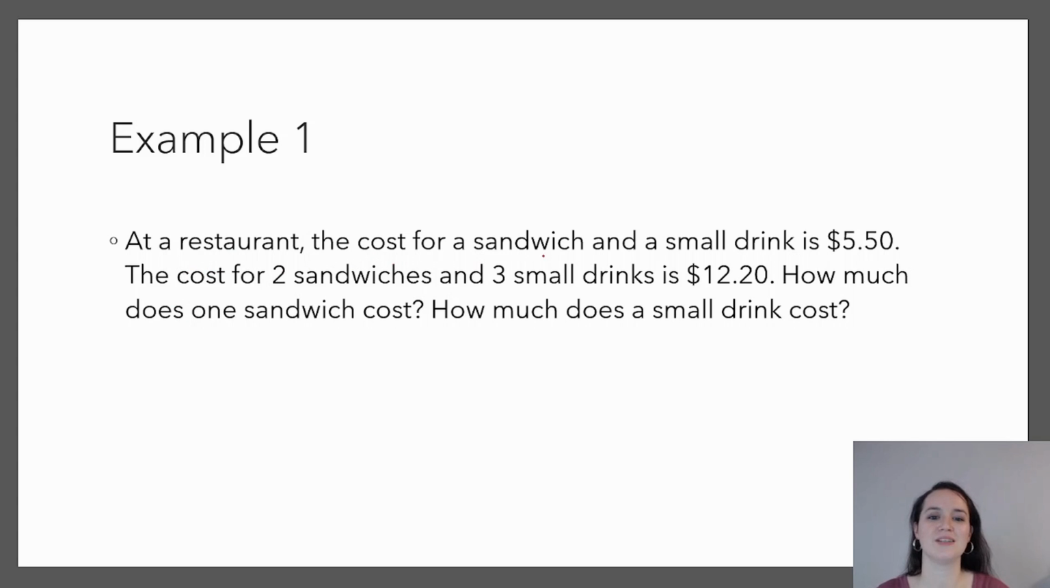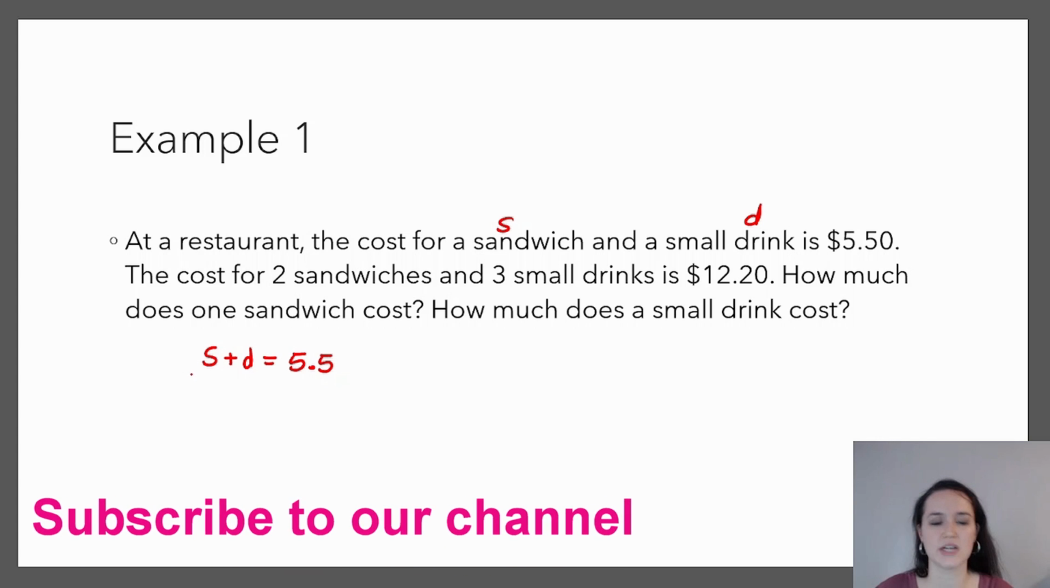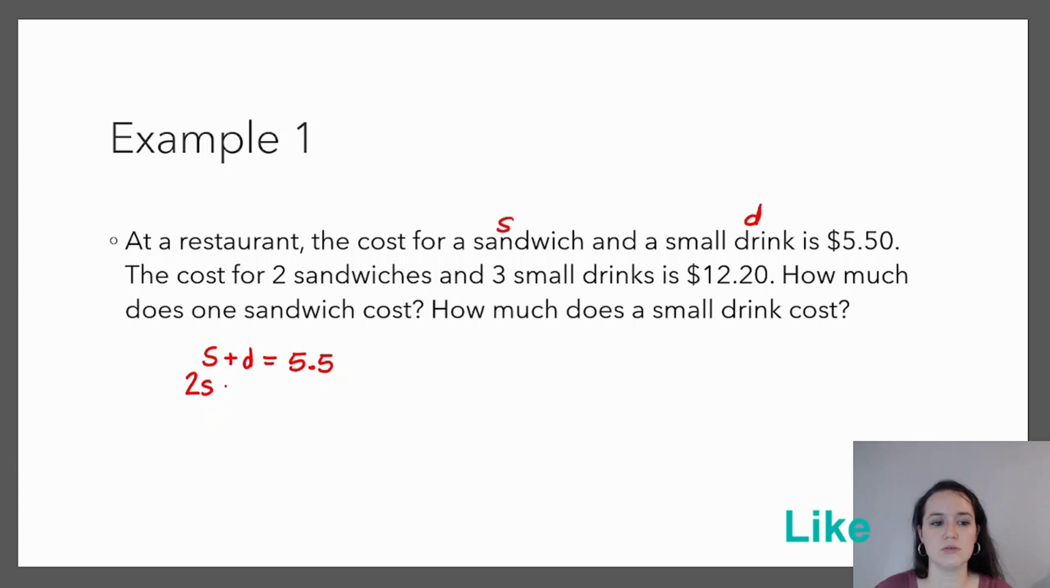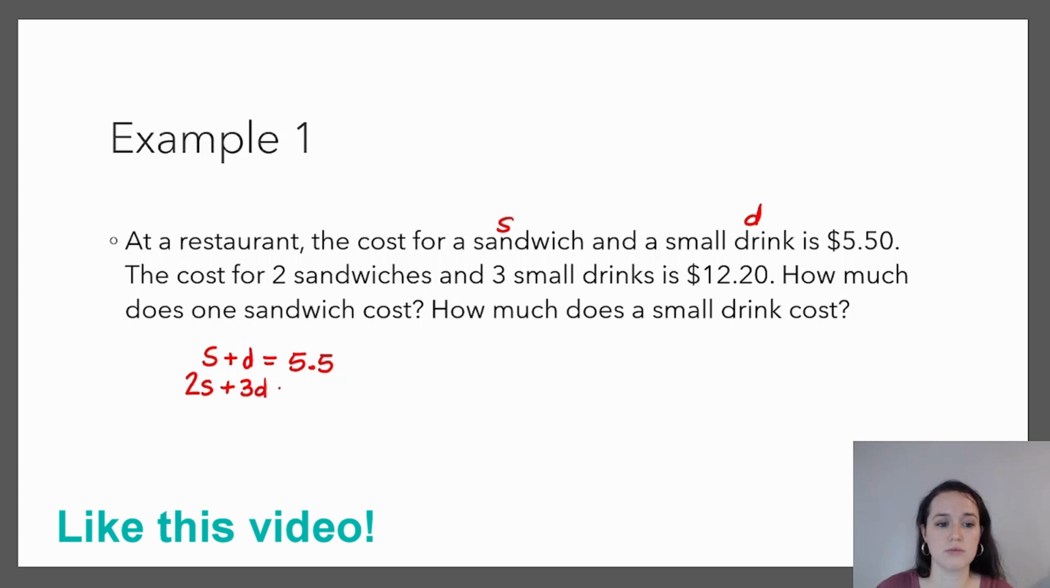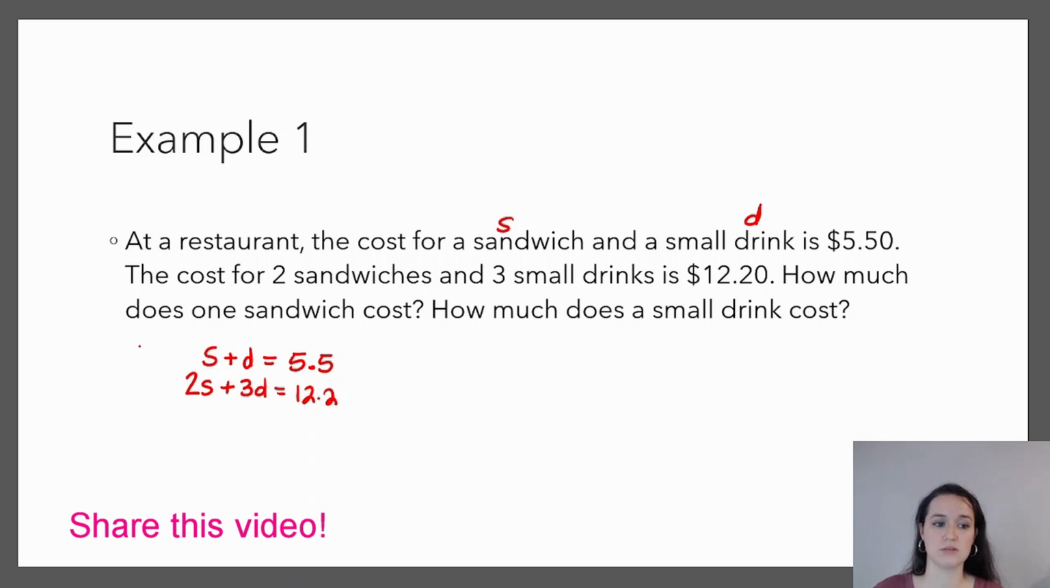At a restaurant, the cost for a sandwich and a small drink is $5.50, and the cost for 2 sandwiches and 3 small drinks is $12.20. How much does 1 sandwich cost, and how much does 1 small drink cost? I'm going to use S for sandwich and D for drink. So a sandwich plus a drink equals 5.5, because I'm talking about money. And then 2S plus 3D equals 12.20. Okay, so here's my system.